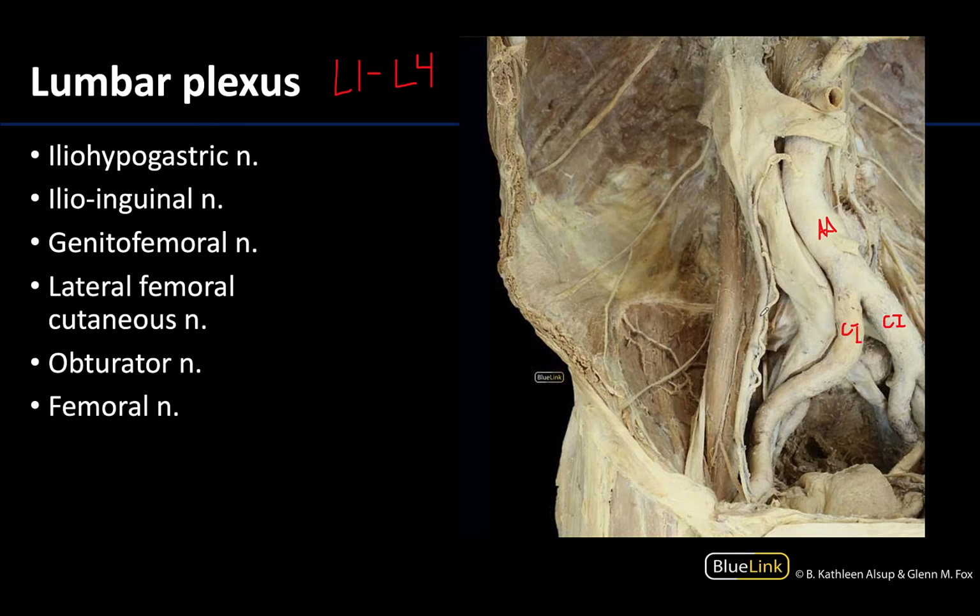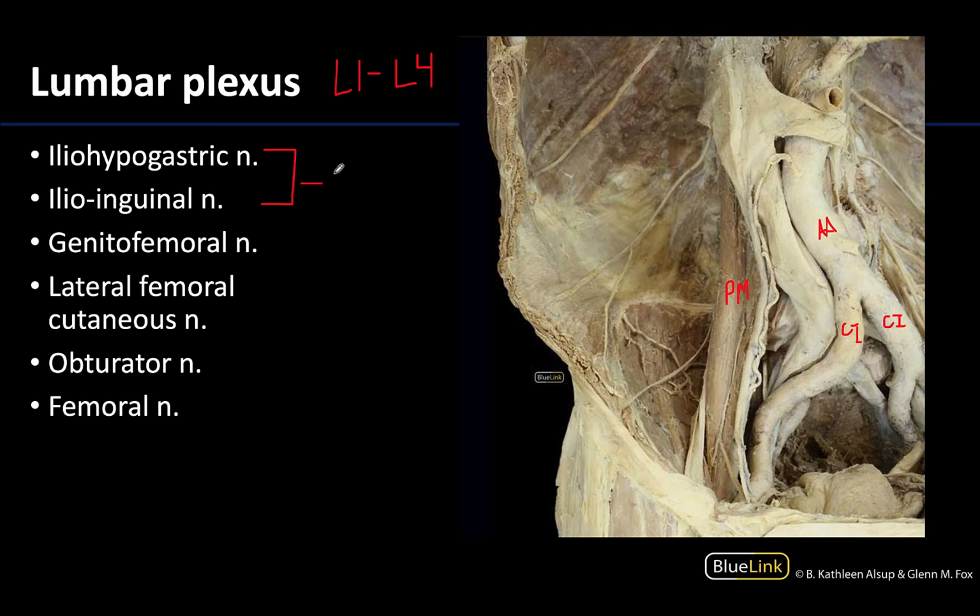And also importantly, I want you to be able to identify the psoas major muscle, as this is a very important muscle in distinguishing the branches of the lumbar plexus in this region. All right, up first, or the more superior ones, are your iliohypogastric and ilioinguinal nerves.